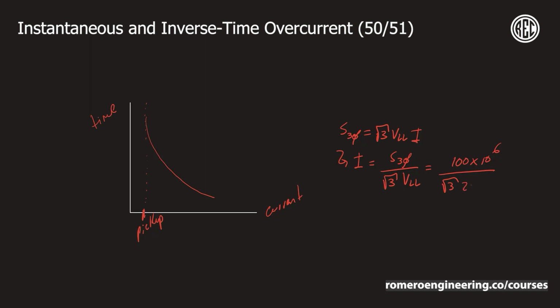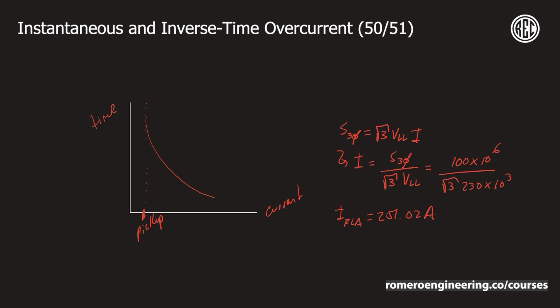So 230 times 10 to the 3, I get that this current, which we call the full load amps current of the transformer, is going to be equal to 251.02 amps. So what this means is that, again, if the transformer is loaded to its full rating, 100 MVA, the current that the high side is going to see is 251 amps.